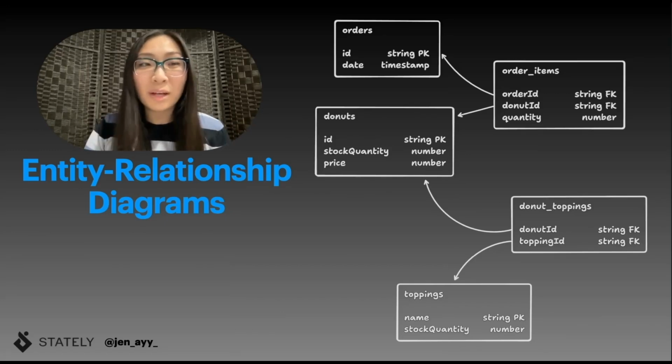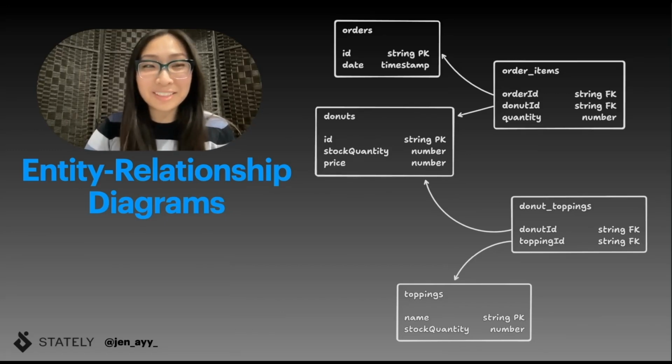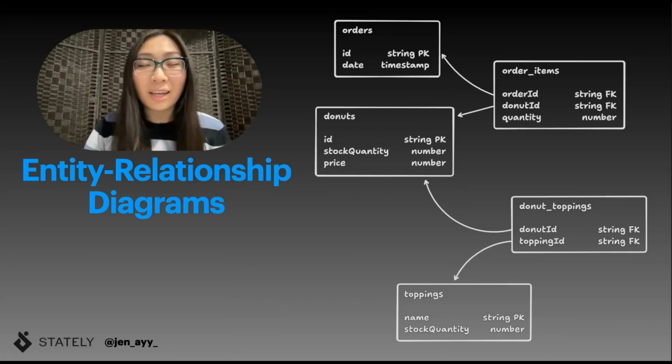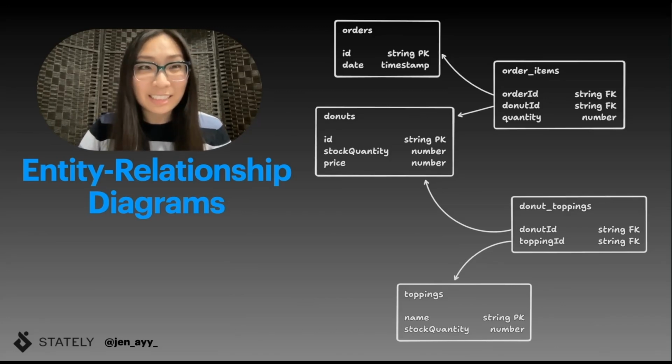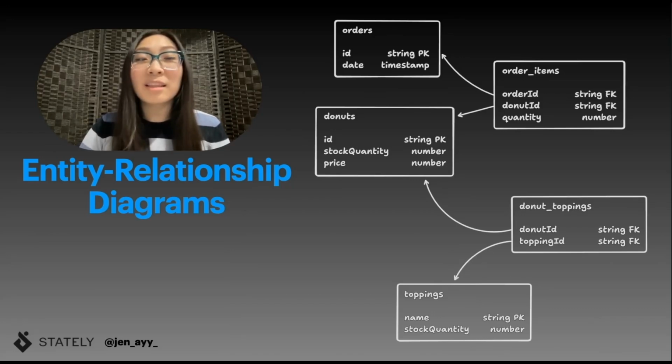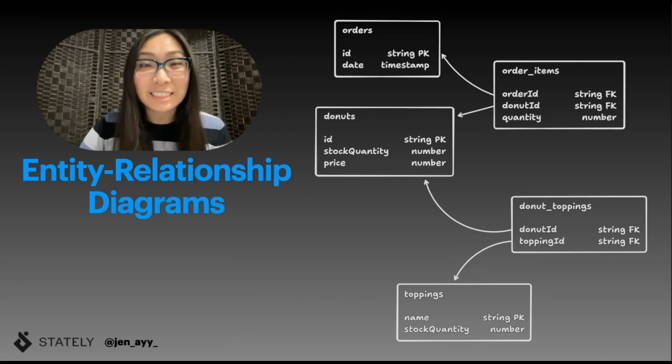In this example, each entity is in a box, and the attributes are on the left. Each donut has a price property. The type of each property is on the right, and the price is a number. There's also PK, which stands for the primary key, which is used to uniquely identify each entity. Then there's also FK, which is a foreign key, and that creates a link between the two different entities.